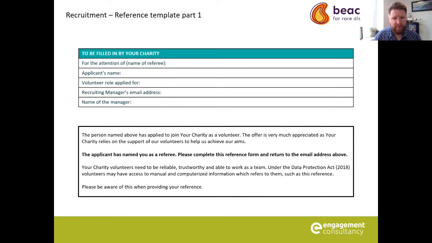And if you need to take references, we're going to include a very basic reference template for you to use and adapt. But it is important that there is some kind of vetting at an appropriate level for the role. Roles where an individual will be supervising younger people will need more rigorous vetting processes than roles that don't involve that. But again, going back to the very start, it's just thinking about these things.